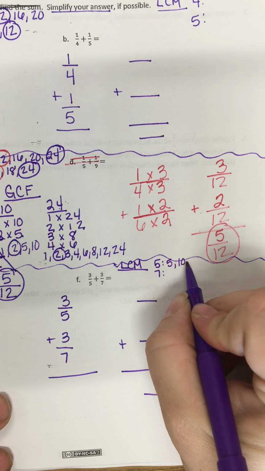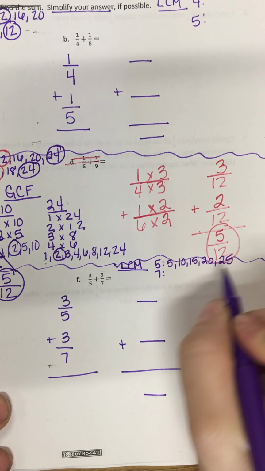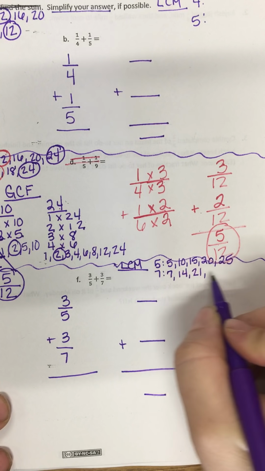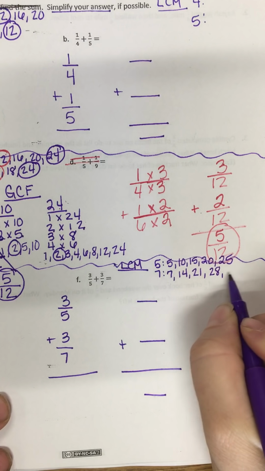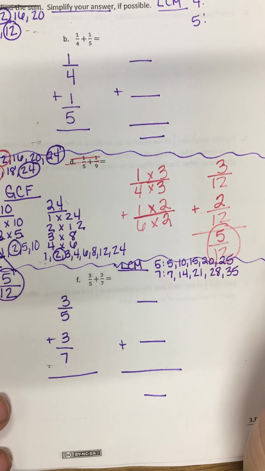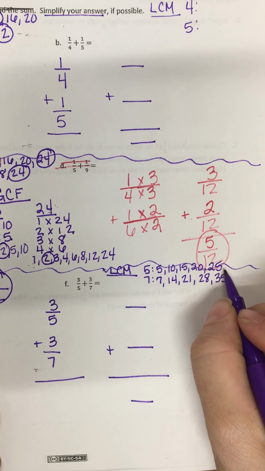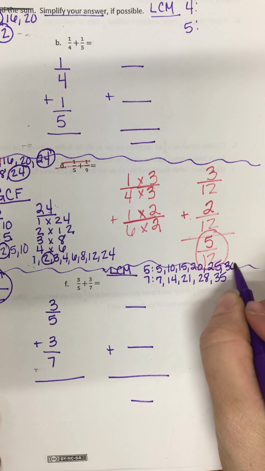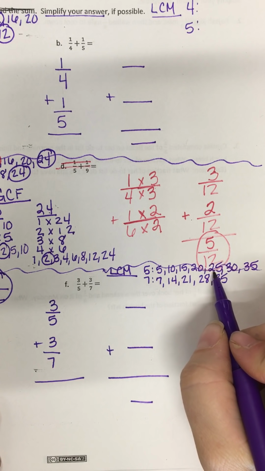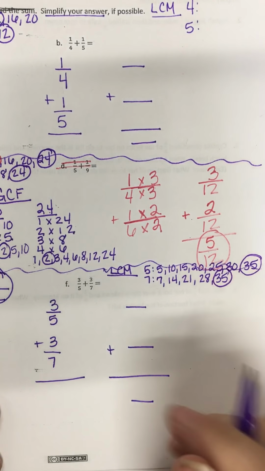5, 10, 15, 20, 25. 7, 14, 21, 28, 35. I've done 5 multiples for both numbers, but I haven't found a common multiple. So I'm going to go back to 5 and add a few more. 30, 35. All right, I think there it is. I'm going to double check. Yes, 35 is my least common multiple.